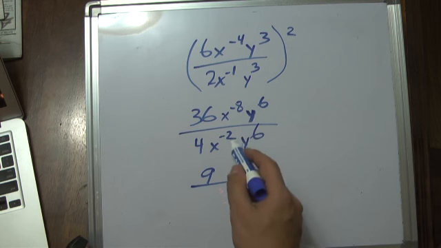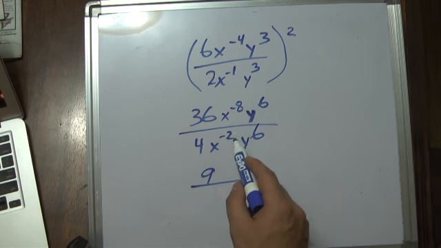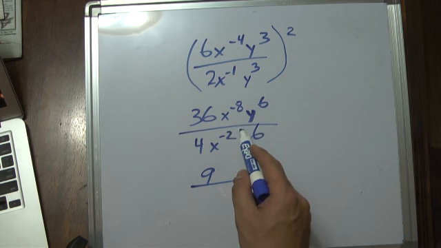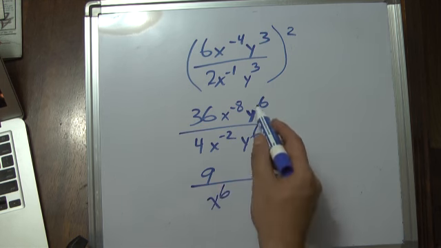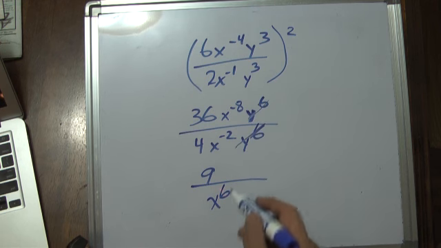Subtract your exponents. Negative 8 minus negative 2 is going to be x to the negative 6. It means it goes to the bottom of the fraction as x to the positive 6. And these cancel. Y to the 6, y to the 6, those cancel. So you're left with 9 over x to the 6, and that is choice B. So that's one way to do that problem.